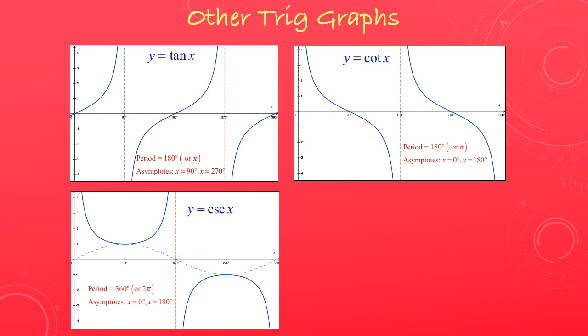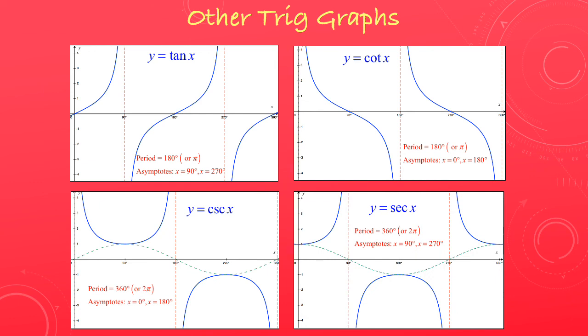Next, we have the graph of y is equal to cosecant of x. The period of this graph is 360 degrees, or 2 pi radians. And there are asymptotes at x is equal to 0, 180, and 360. This graph is the reciprocal of the sine function. So while the sine function lives between -1 and 1, the cosecant lives from 1 to infinity and from -infinity to -1. As the sine function goes up, the cosecant function goes down. As the sine function goes down, the cosecant function goes up.